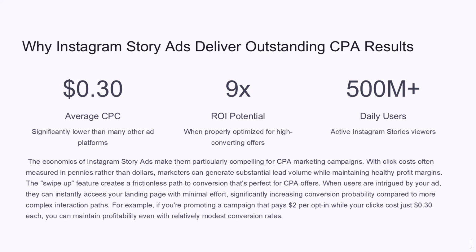They offer immediate action, so users can quickly swipe up on a story ad, making it easier to drive conversions with minimal effort. For example, if you're running a campaign that pays $2 per opt-in and you're paying just a few cents per click, the potential for profit is raised significantly. The low cost of Instagram Story Ads means you can run campaigns that are highly profitable, even with low-paying offers.